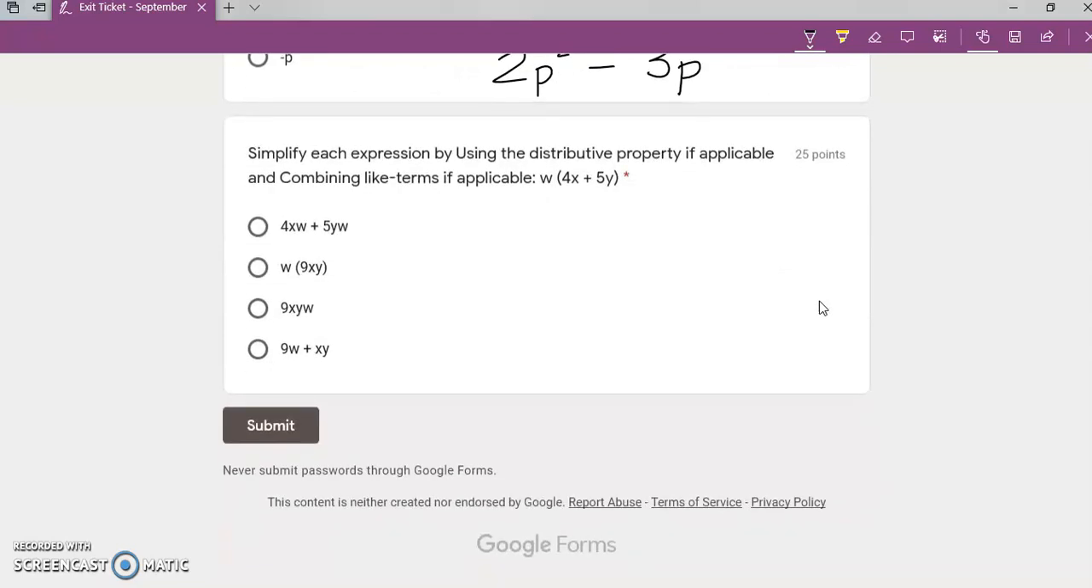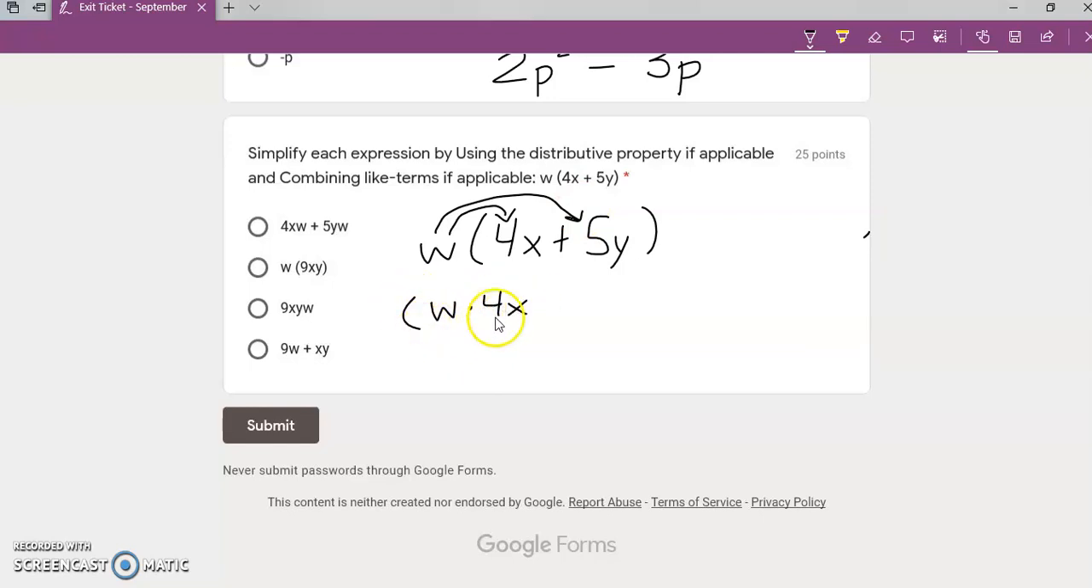And then our last problem here, we have w on the outside. Okay, so w on the outside, and then 4x plus 5y. We have to distribute the w. Even though it's not a number, we're still distributing the variable. So then we have w times 4x as one section, and then plus w times 5y as the other section.